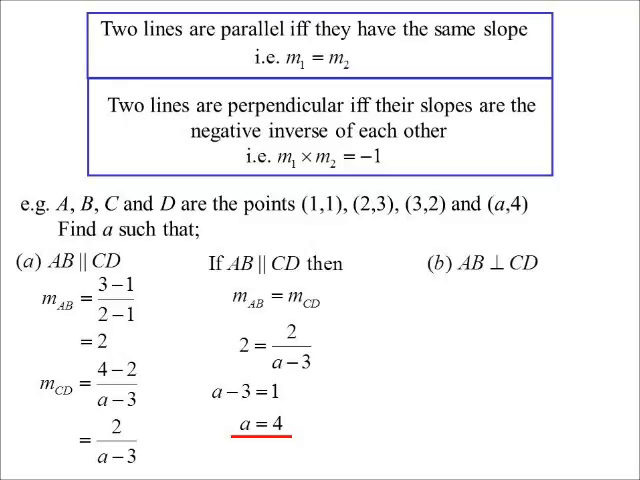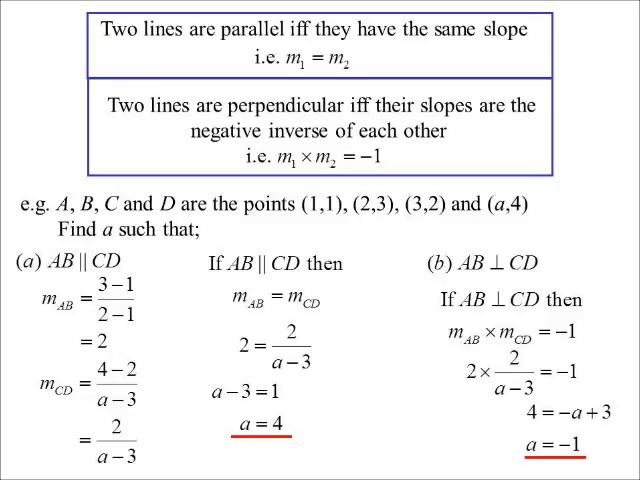But what if they were perpendicular? Well, now I know the two slopes must multiply together to get -1. So it gives me a different equation. And we can work out, in this case, A is -1.